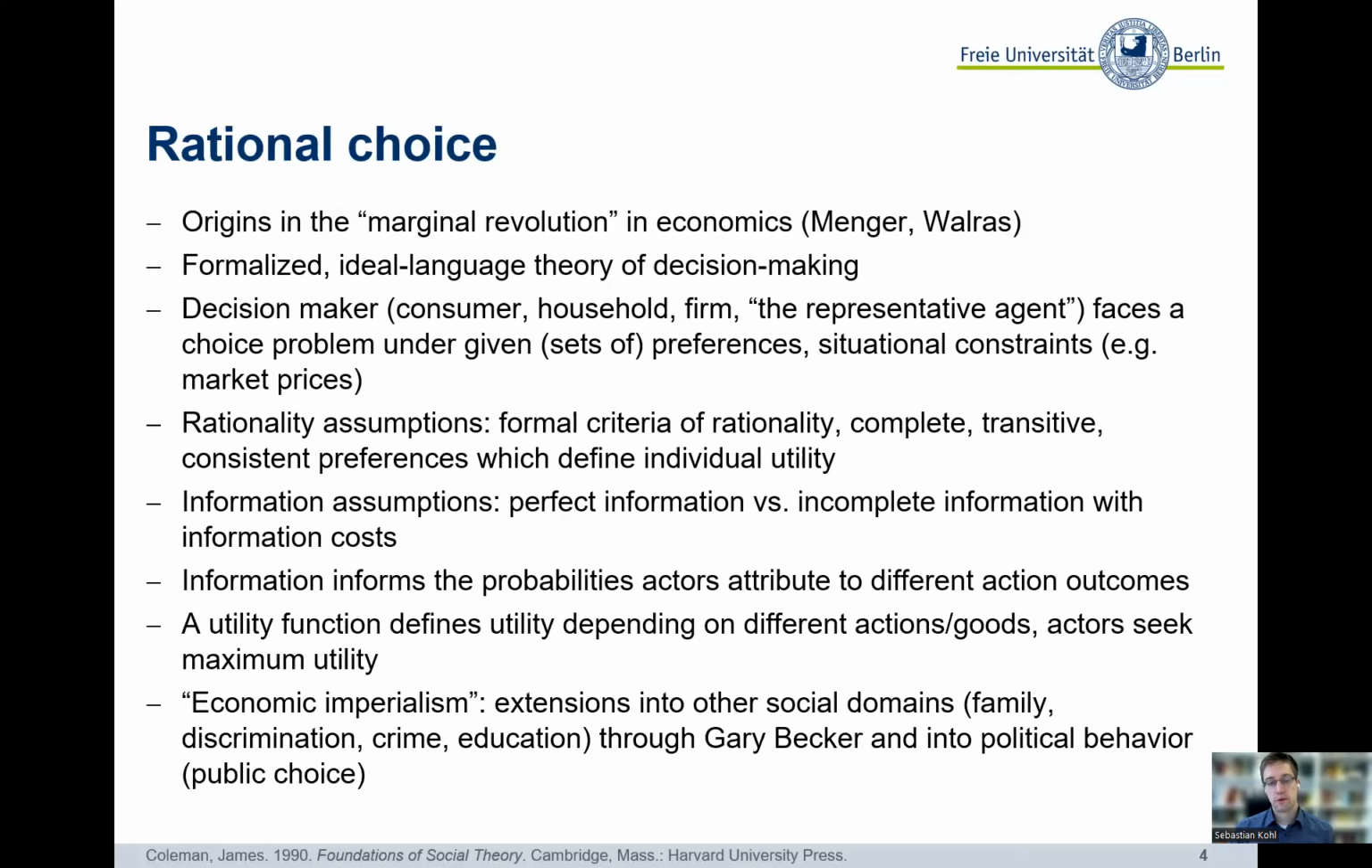So this is the basic theory which was designed rather to understand economic action, but what happened then in the 1950s in the political sciences, 60s, 70s rather in sociology, is that these theories were extended also in other social domains than just the economy, for instance, into the family, most famously by the economist Gary Becker, or also discrimination, crime, law, education, and eventually also political behavior through theories that are called public choice.